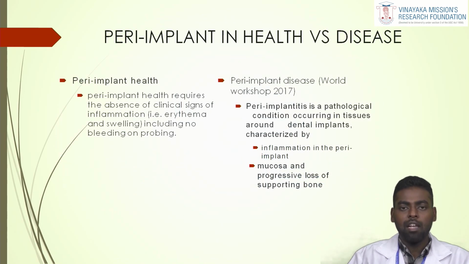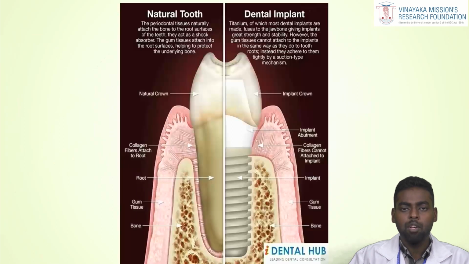Moving on to the healthy and diseased states of peri implantitis, as we discussed earlier, there are certain clinical signs involving erythema and swelling, but no bleeding on probing. These conditions signify peri implant health. But in peri implant disease, there will be inflammation around the peri implant mucosa with progressive supporting bone loss.